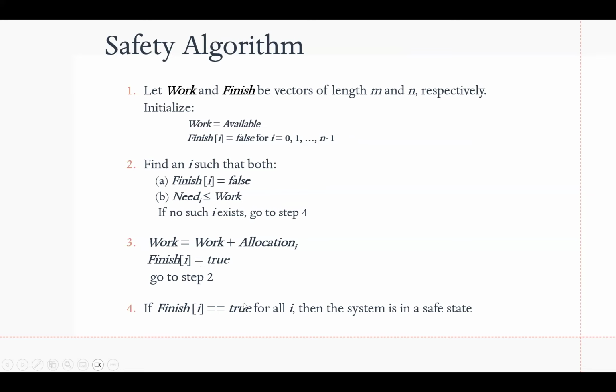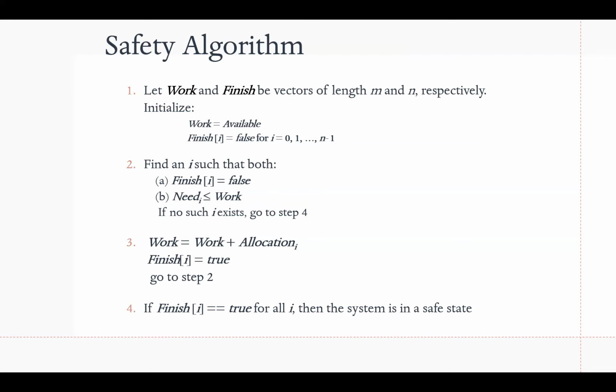If finish of i is equal to true for all the i, then the system is in the safe state, meaning all the processes are executed. But if both conditions are true, it will follow the sequential flow. That is the third step: work is equal to work plus allocation.